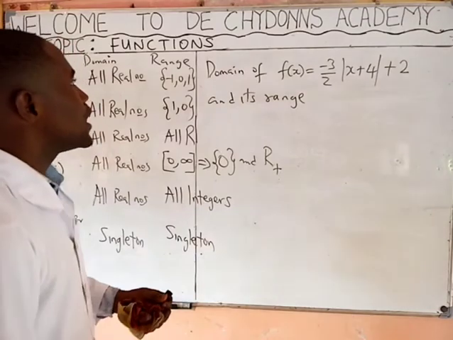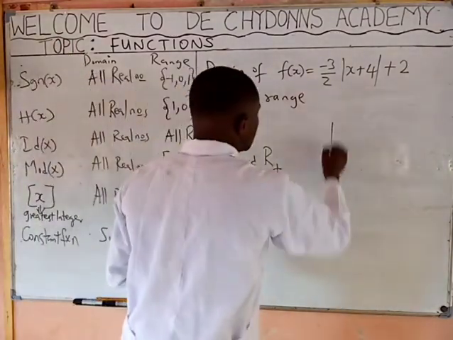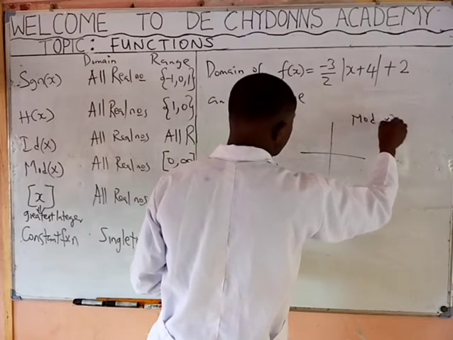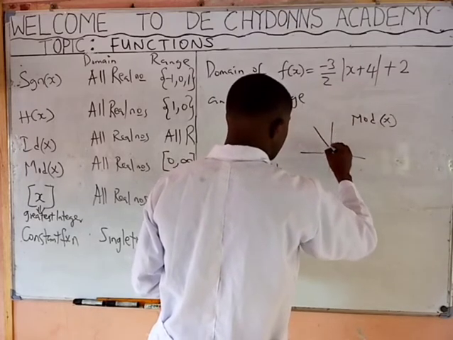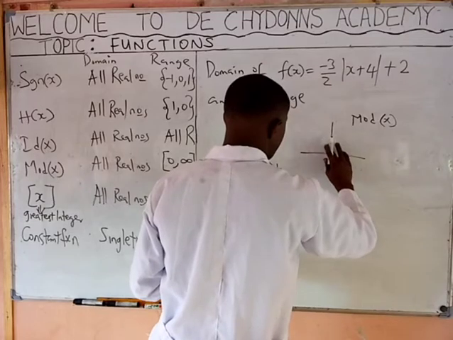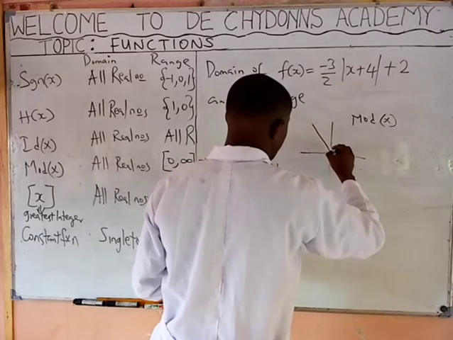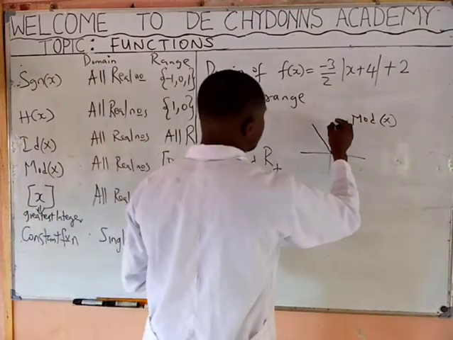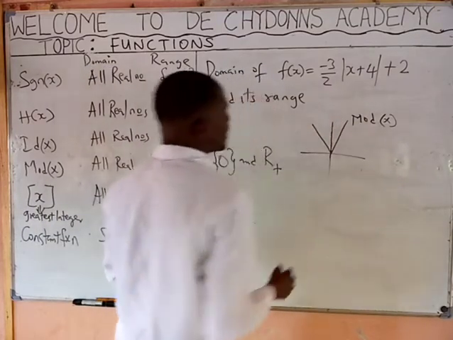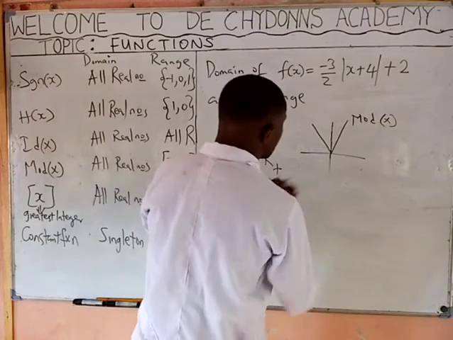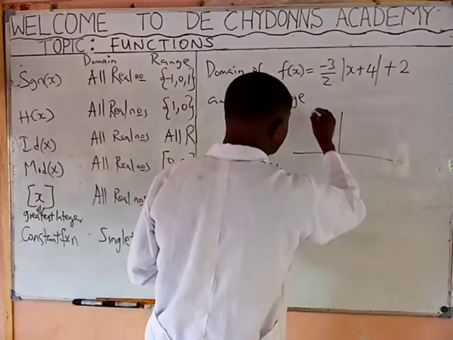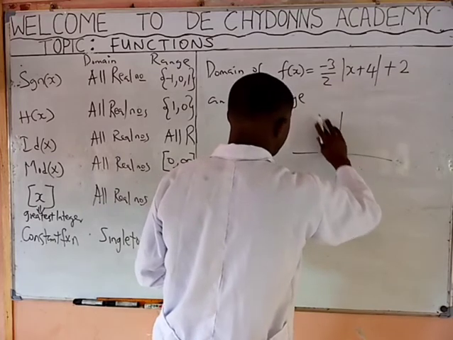Note that the graph of the modulus of a function is a V-shaped graph. The graph of the modulus of a function is a V-shaped graph. So when you draw your Cartesian axis, it is a V shape.